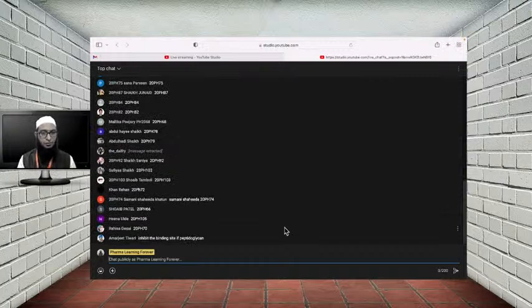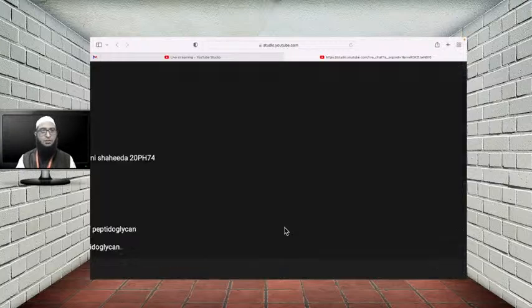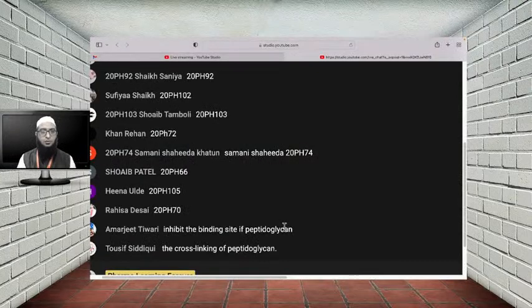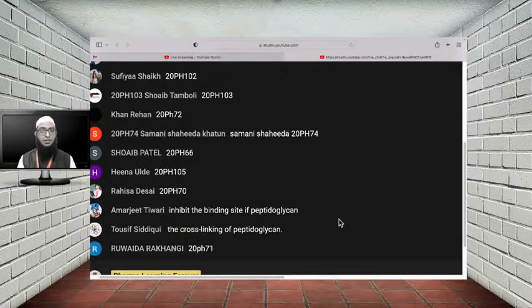Very good. The first answer is given by Amarjit Tiwari. Good. Tosif has also given the answer. What it is doing basically, it inhibits the binding site of peptidoglycan. It is partly correct, but what exactly it is doing with the enzyme, that is most important. What is it doing with the enzyme?